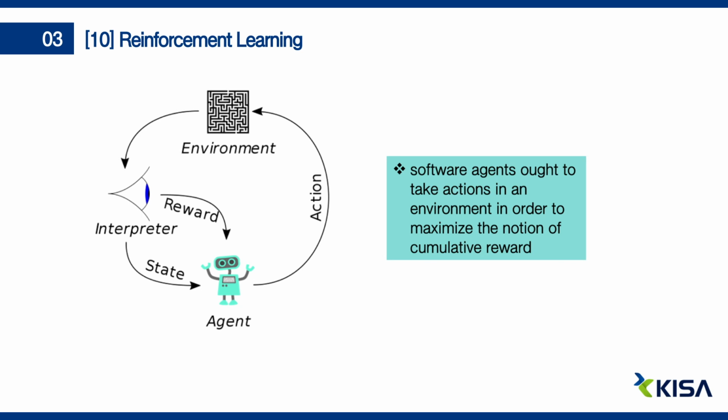Reinforcement learning differs from supervised learning in not needing labeled input or output pairs to be presented, and in not needing suboptimal actions to be explicitly corrected. Instead, the focus is on finding a balance between exploration of uncharted territory and exploitation of current knowledge.